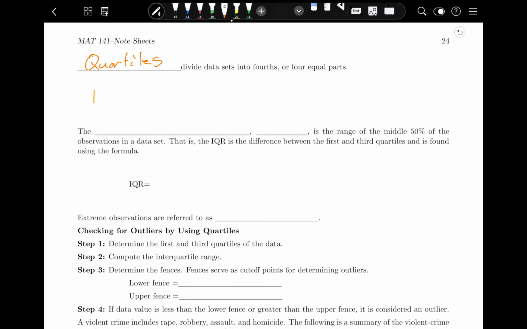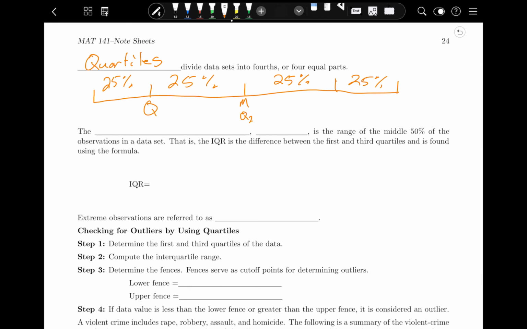So if I draw my quartiles, this breaks it up into 4 equal parts, which I didn't draw very equal, but each have 25% of the data in them. Now, the number that breaks the data in half is called the median, or we can also now call it quartile 2. Then the number that breaks the bottom half in half is quartile 1, and the value that breaks the top half in half is quartile 3.